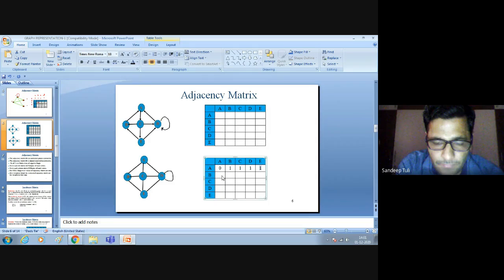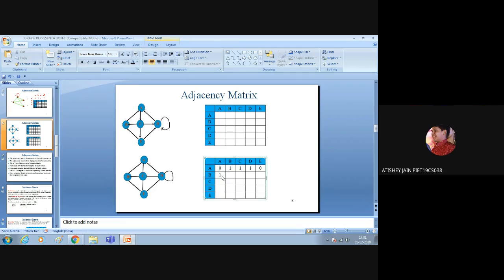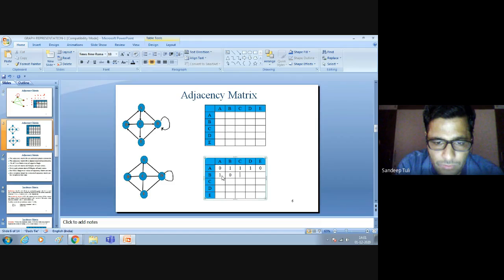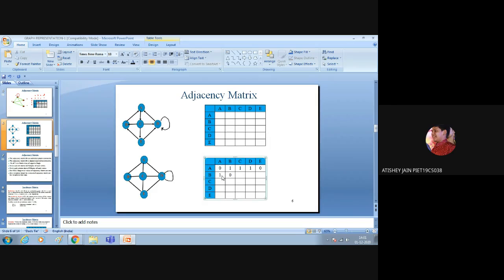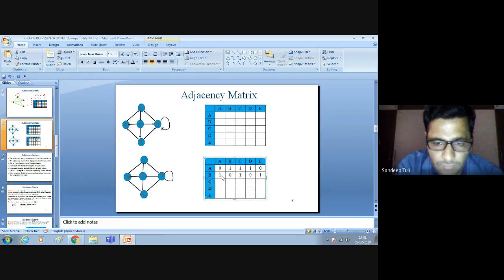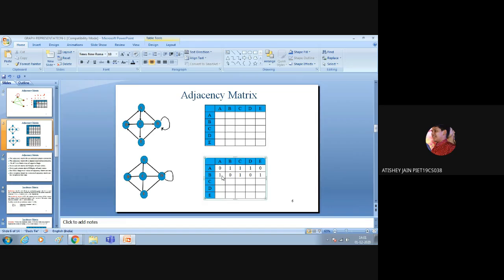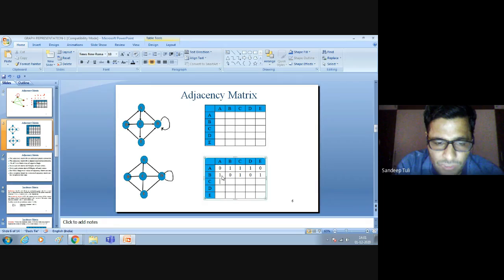A to E, 0. Good. B to A, 1. B to B, 0. B to C, 1. Then B to D, 0, and B to E, 1. Very good. Then C to A, 1. You just look at it fast now.